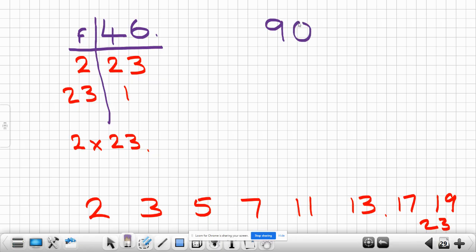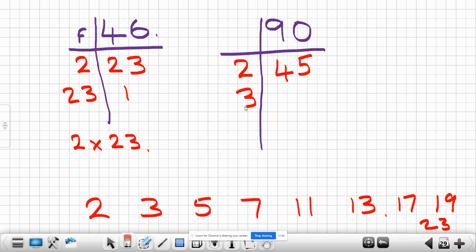Let's go for 90. See what happens with that. Okay, so I can take out a prime factor of 2, 90 is even, and that's going to leave me with 45. Now, I could see if 3 is a factor of 45, and if the digits add up to a multiple of 3, then it is. Now, that might be difficult to get your head around. 4 and 5, if you add them together, make 9, which is in the 3 times table. Therefore, 45 can be divided by 3. So I'm going to put a 3 there.